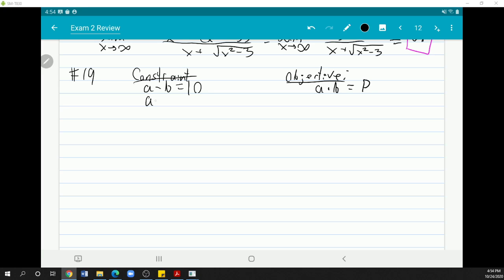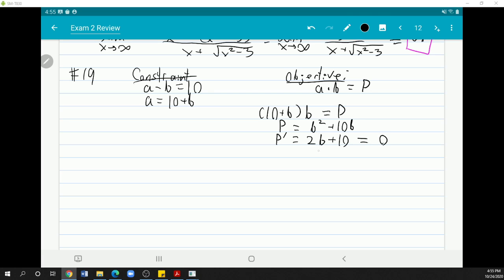So a is equal to 10 plus b. I plug that into my objective. 10 plus b times b is equal to p. So p is equal to b squared plus 10b. P prime, take a derivative, is 2b plus 10.